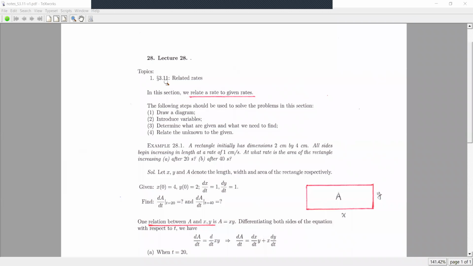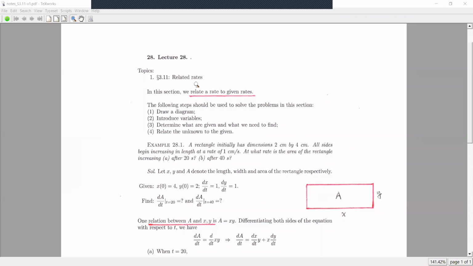Section 3.11, related rates. A rate in this section is a derivative with respect to the time. For example, the velocity of a moving object is the derivative of the position of the object with respect to the time. The velocity of a moving object is the rate of the change of the position of the object.